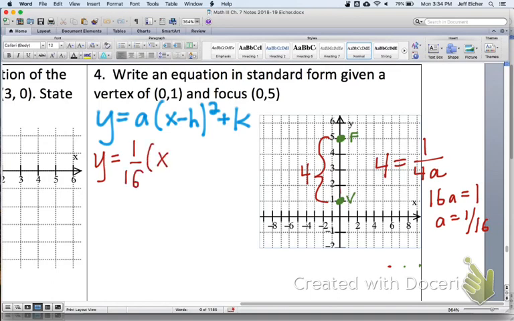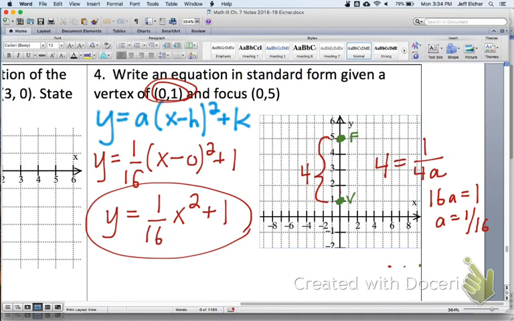I think at that point we can immediately write y equals, the a is 1/16. The x is x minus h, looking at the vertex coordinates, that's x minus 0 squared, and then plus 1. We can clean that up. Since x minus 0 is x, we have 1/16 x squared plus 1. That would be our equation of our parabola in standard form.